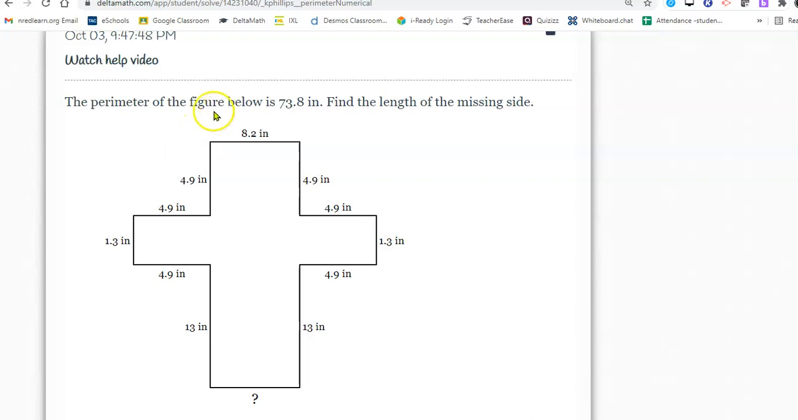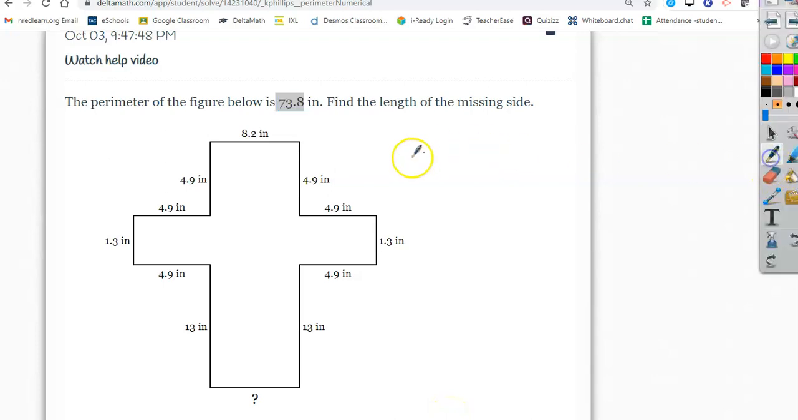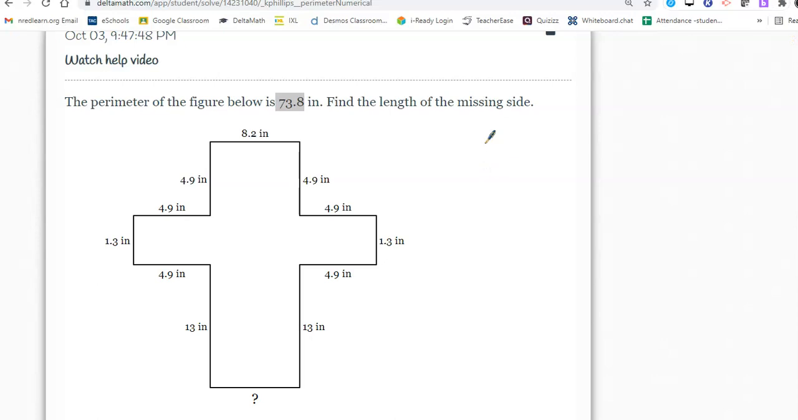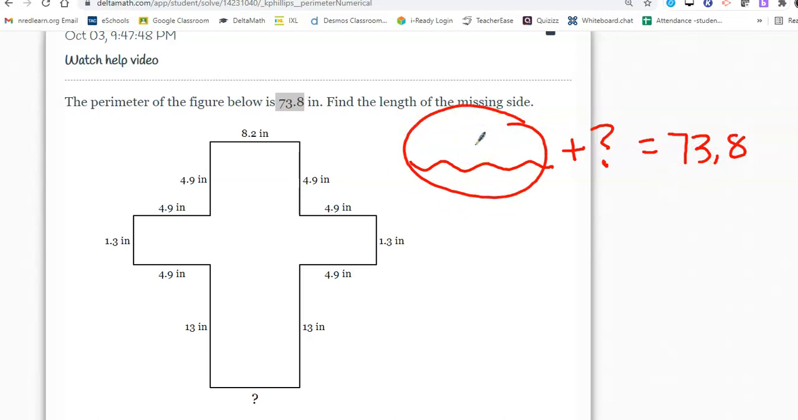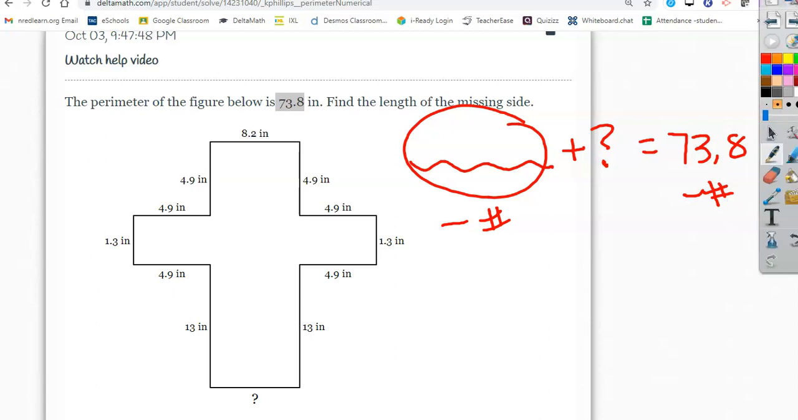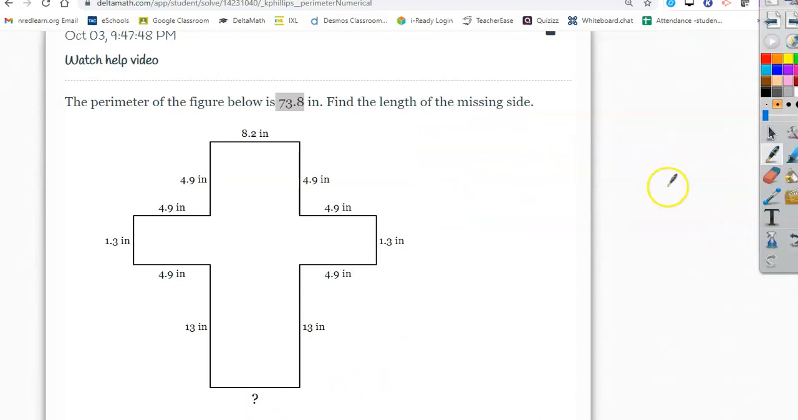Now, for this question, it tells you the perimeter is 73.8. So if I add up all of these numbers, plus my mystery number, I should get 73.8. So I have to figure out what all those numbers add up to so that I can subtract that number from 73.8 and find my missing dimension. And that is how you complete homework number 3.